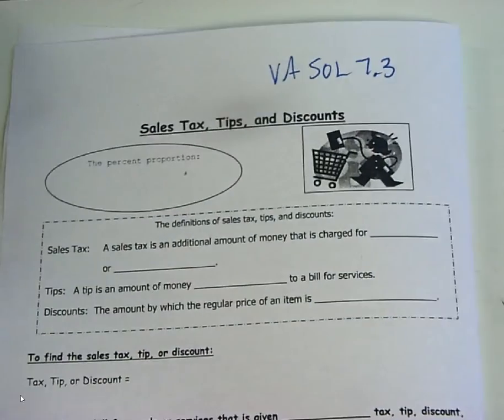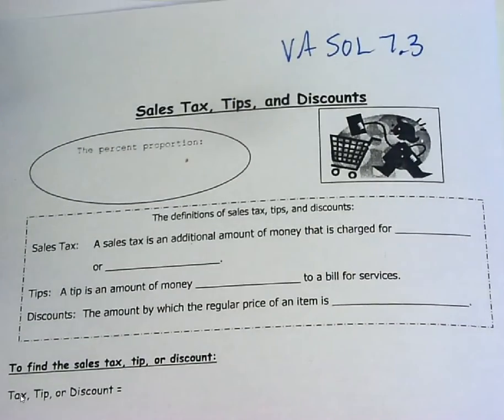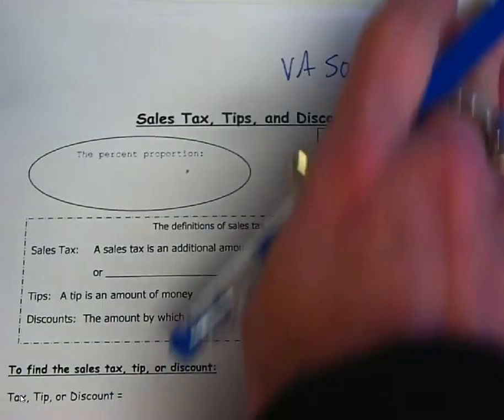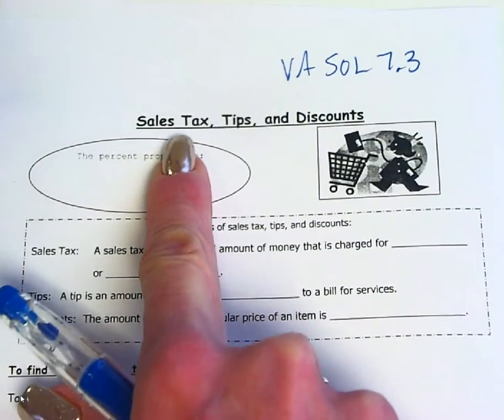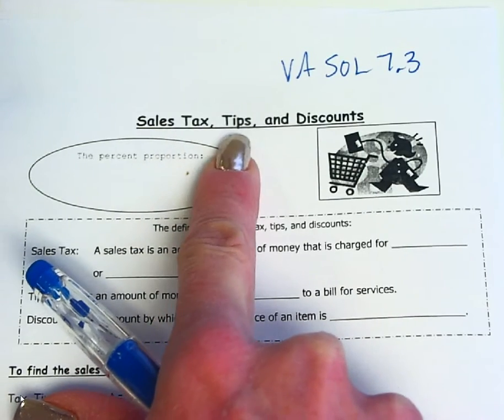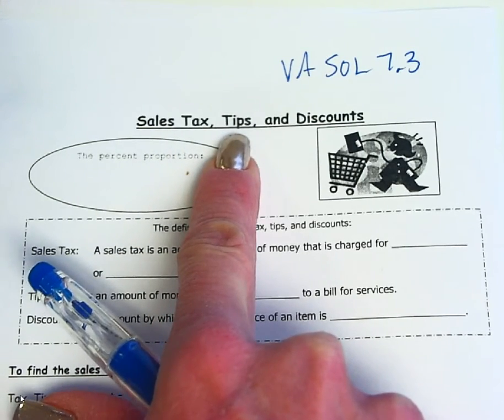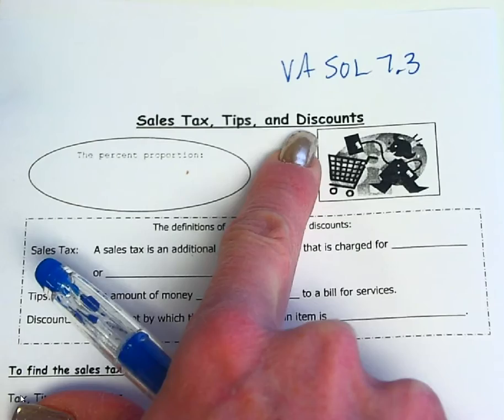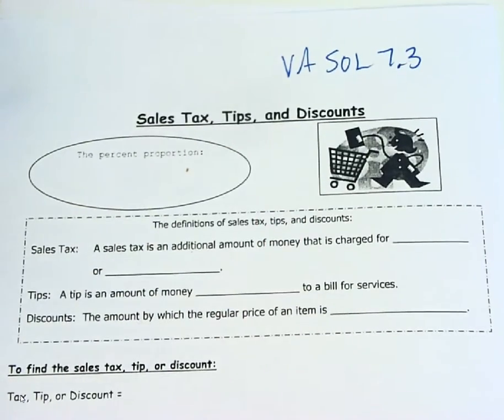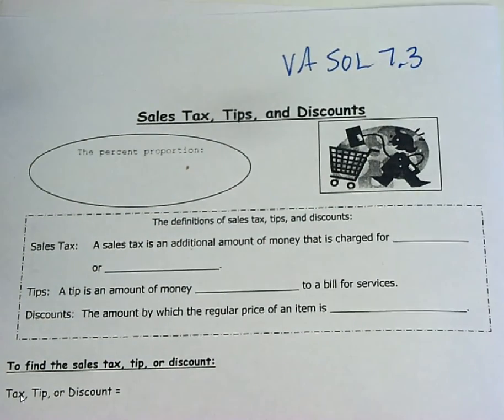So we've been working on similar figures and also how to calculate the percent of a number with double number lines and also with a proportion. So today we're going to learn how to apply that to real life problems, because everybody has to pay tax, everybody should pay tips, and we all like to get discounts. So today we're going to learn how to apply our knowledge of percentages to figure this out.